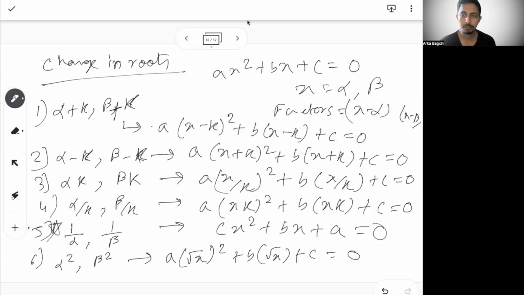So if alpha to the power 4, beta to the power 4, then a into fourth root of x whole square plus b into fourth root of x plus c equal to 0. So that way you can adjust. But this is a very important list, specifically the fifth one.